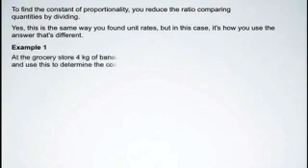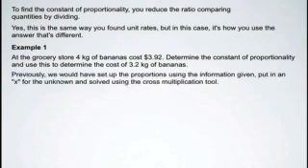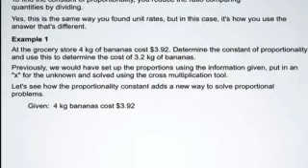So example 1. At the grocery store, 4 kilograms of bananas cost $3.92. Determine the constant of proportionality and use this to determine the cost of 3.2 kilograms of bananas. Previously, we would have set up two proportions that were equal to each other, put an x in for the unknown cost, and solved using cross multiplication. Now we're going to see how using the proportionality constant gives us a new way to solve these types of problems. So we are given 4 kilograms of bananas cost $3.92.